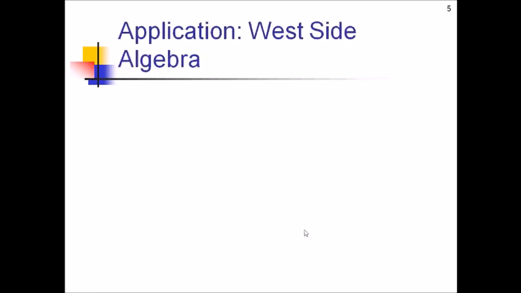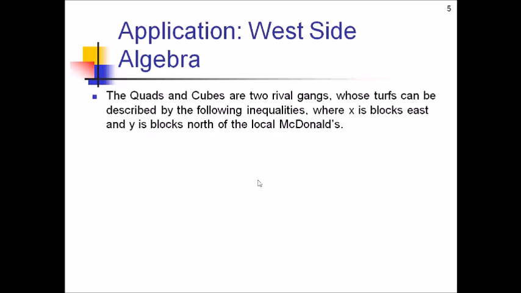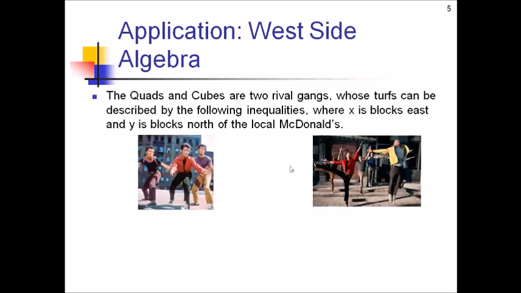So where, you might be wondering, could this system of inequality business be useful in real life? Well, let's say we have two rival gangs, the quads and the cubes. Maybe they're dancing gangs, I'm not really sure. Their turfs can be described by the following inequalities, where x is blocks east and y is blocks north of, say, the local McDonald's, whatever. So here's the quads, that's their territory described by this inequality, and here's the territory of the cubes.